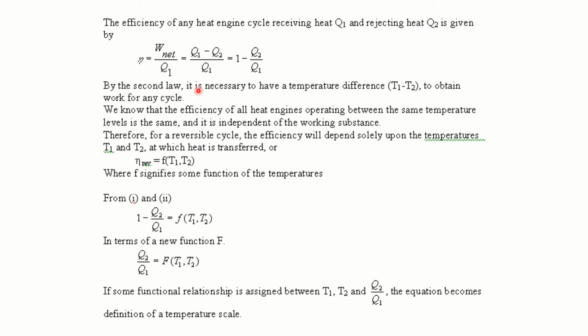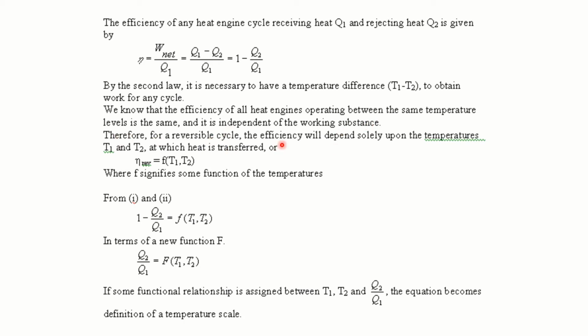So from the second law, we have understood that it is necessary to have a temperature difference T1 minus T2 to obtain work for any cycle. So we know that the efficiency of all heat engines operating between the same temperature levels is the same, from Carnot's theorem, and it is independent of the working substance.